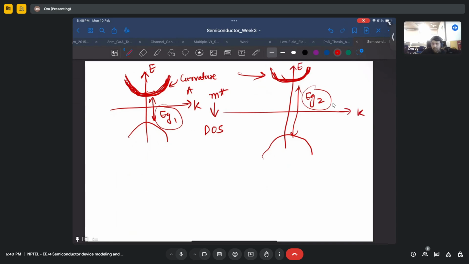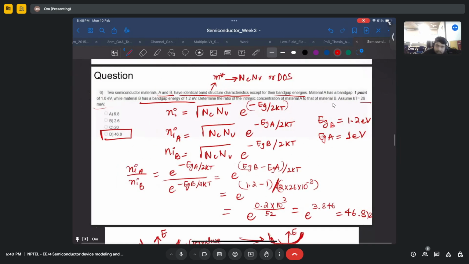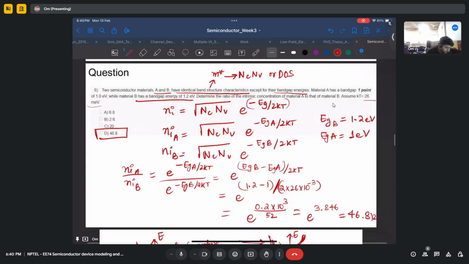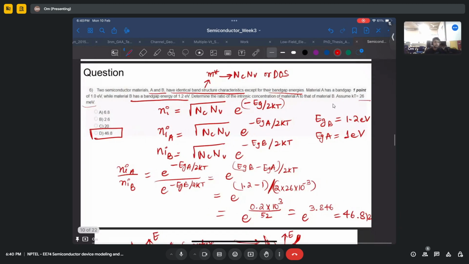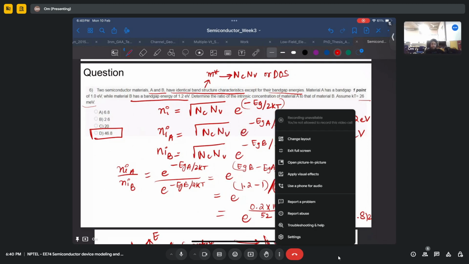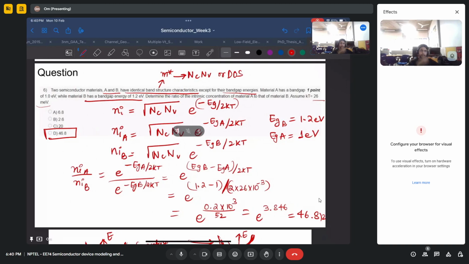So this is a very hypothetical case. It is not possible that we have an entirely same band structure except only EG varying. This is just a question for thought. Anything else in this question? No, sir. Okay.